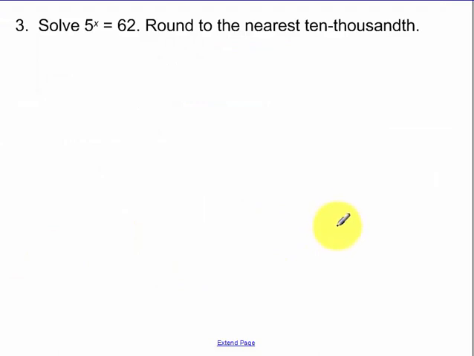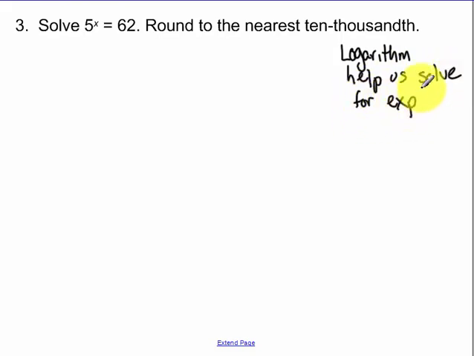Okay, our next example. There's a reason we learned logarithms. Logarithms help us solve for exponents. This is super duper important. This is why we learn logarithms. Logarithms help us solve for exponents.